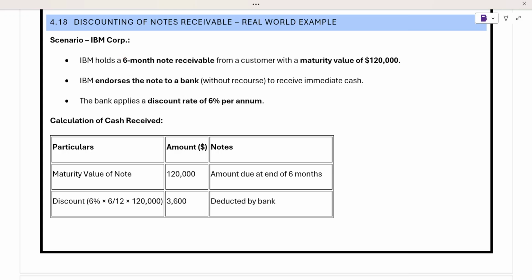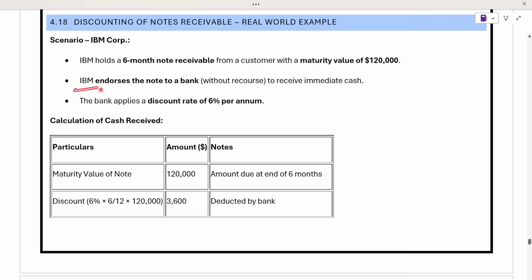Okay, so now let's try to understand discounting of notes receivable with a real-world example. There is a company called IBM Corporation. IBM holds a 6-month note receivable from a customer with a maturity value of $120,000. It means that on maturity, after 6 months, IBM will receive $120,000.